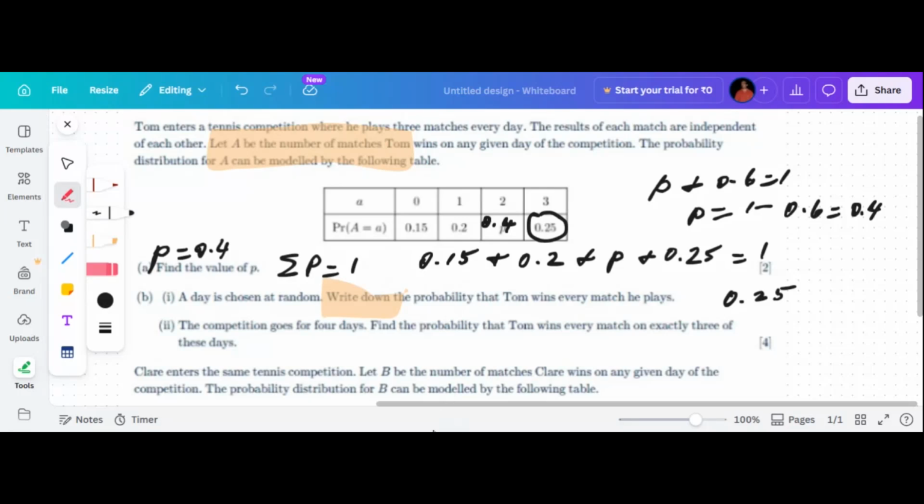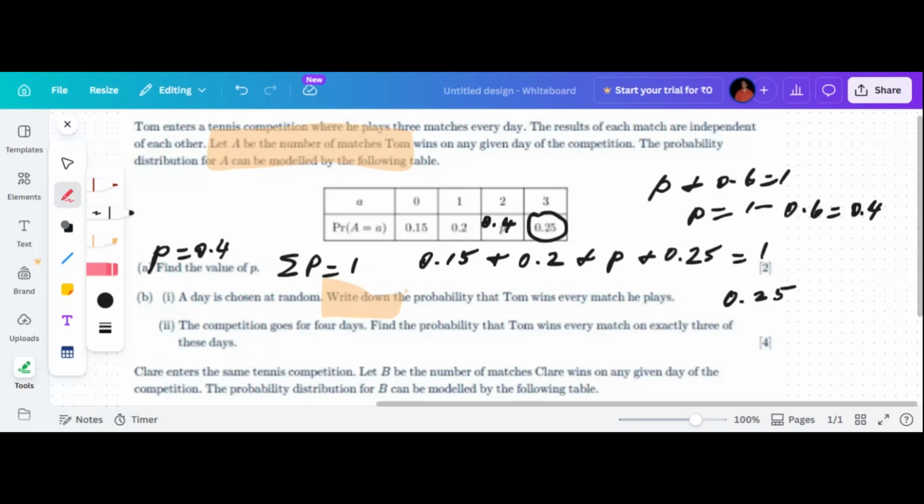Now question B, part 2. The competition goes for 4 days. Now find the probability that Tom wins every match on exactly 3 of these days. Correct? So the competition goes on for 4 days, and you want Tom to win every match on exactly 3 out of these 4 days.